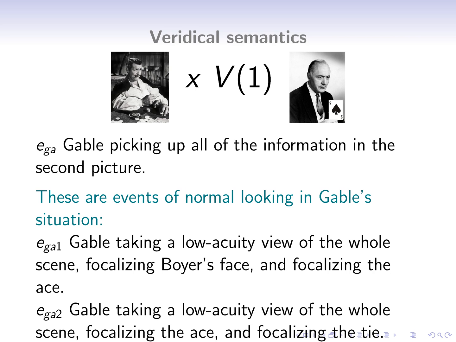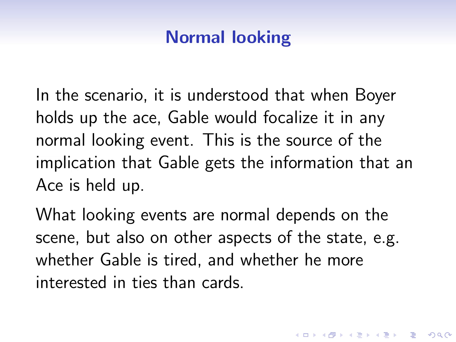Or here's another normal way of looking. E.g. A2: Gable takes a low acuity view of the whole scene, then focalizes the ace, and then focalizes the tie. Maybe he's more interested in ties than faces. This is also a normal way of looking. In the scenario, it is understood that when Boyer holds up the ace, Gable would focalize it in any normal looking event. This is the source of the implication that Gable gets the information that an ace is held up.